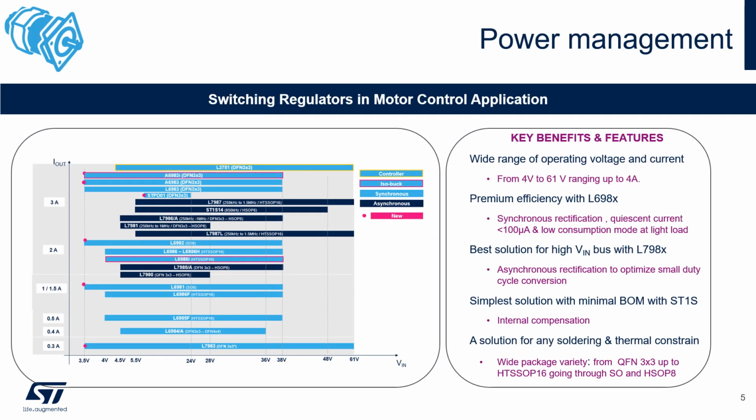Let's start with the first point, the power management. Here we will have a closer look at the switching regulators in motor control applications. These switching regulators are needed to convert the voltage to supply the driving section. And if we look at the diagram on the right, we see a lot of different products for different voltage ranges with different current output in different housings.